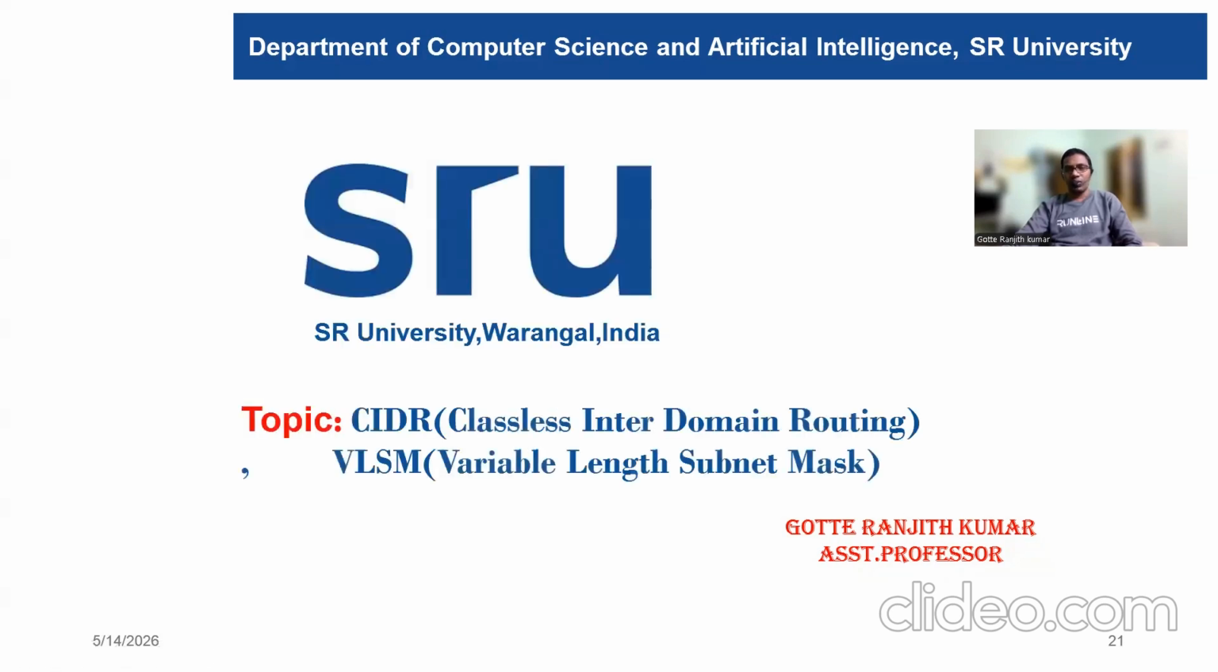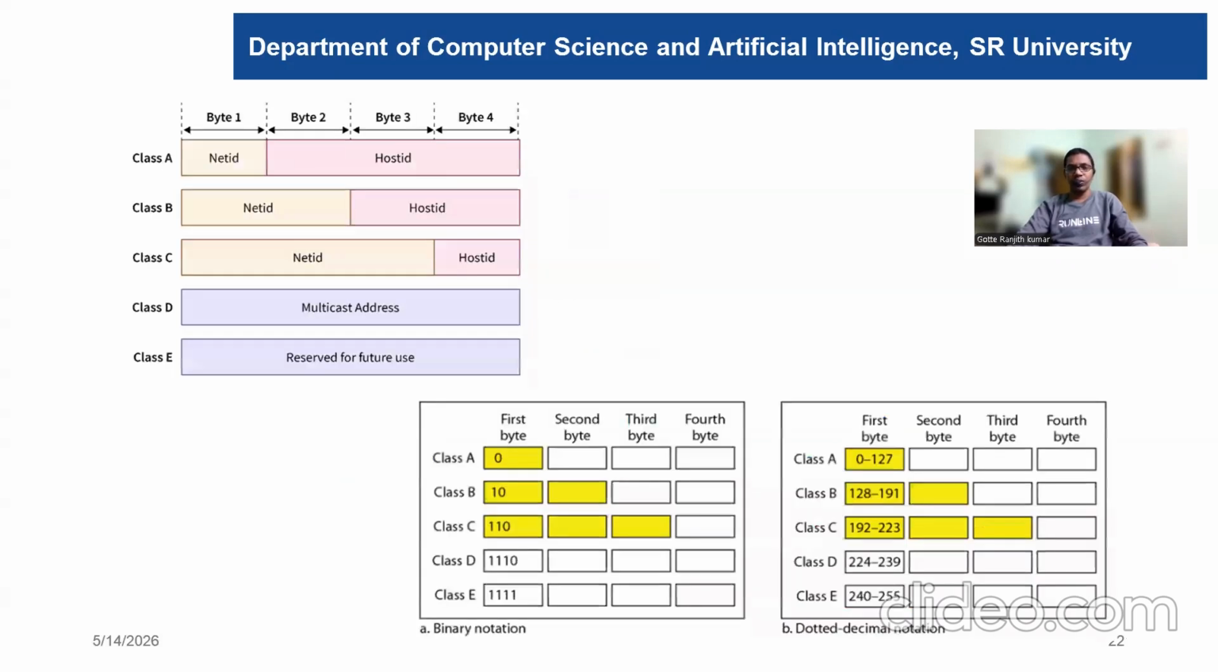In this session, I would like to explain classless interdomain routing and variable length subnet mask in computer networks. Before starting these two topics, first I would like to explain an overview of IP addressing. For the detailed explanation of IP addressing, you can refer to my previous video on IP addressing. Here, I will explain only the overview of IP addressing before starting these two topics.